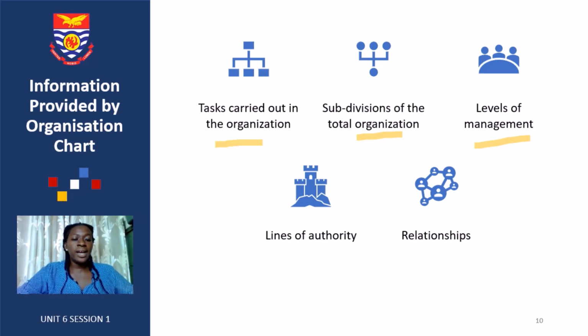You also see the lines of authority, who is in charge of what, or who supersedes what activity, and you see the reporting relationships, whether it is vertical, horizontal, even diagonal, or a line and staff kind of relationship. You see the types of relationships that exist in that organizational setting as well.